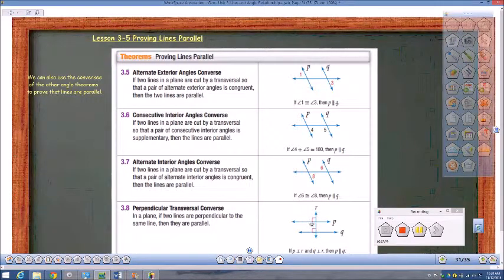So if all 4 angles or all 8 angles are 90 degrees, then the lines have to be parallel, and P and Q have to be parallel in that case. So this is kind of going backwards. Instead of saying, here are the parallel lines, then these angles have to be congruent, it's backwards from that. If the angles are congruent, then the lines have to be parallel as well. So those are the converses.